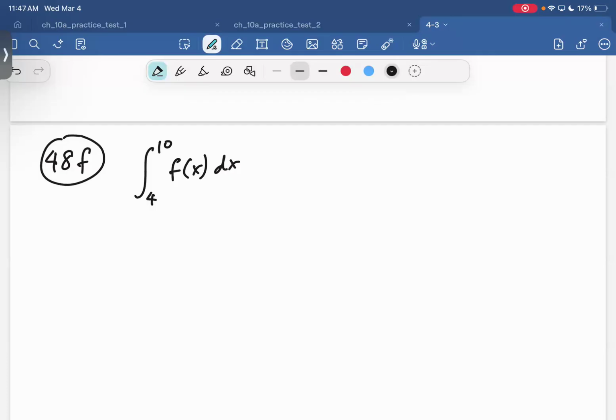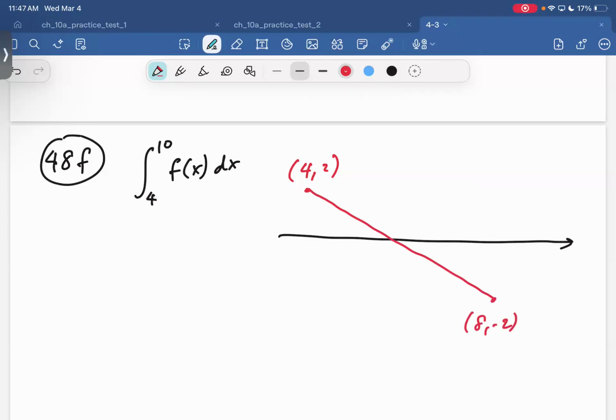And so what does that area look like? So here is our x-axis. Where does it start at 4? It starts at 4 comma 2, right? So this is 4, 2. But 4, 2, and then it goes down to 8, -2, and then up to 10, 0, right? So it crosses back at x equals 10 at 10, 0. And so what does that mean? We're interested in this area here. So this plus this.